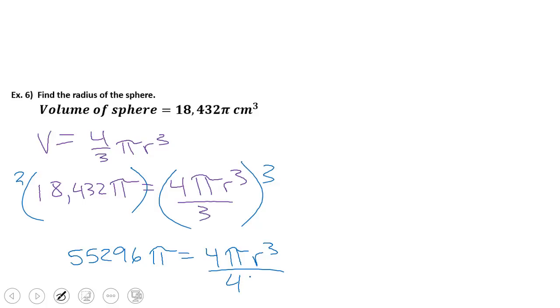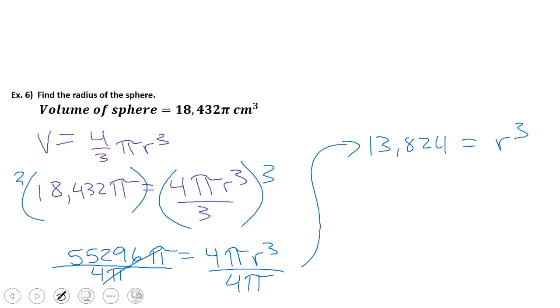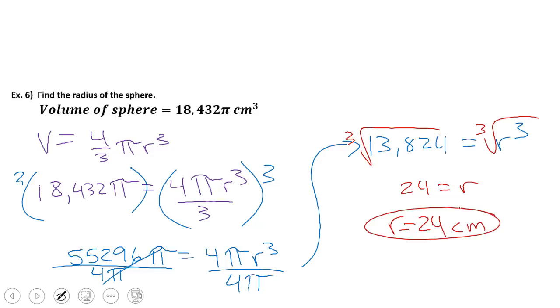And then we're going to divide by 4 pi. Well, I'm telling you, it's just following order of operations. So we take that, we divide by 4, and we get, move it up here, 13,824 is equal to our radius cubed. And then we take the cube root of that. And the cube root of 13,824 is 24. So our radius is 24, again, centimeters. Did I put a number on it? No, good. Okay. So yes, because the radius is one-dimensional, and so we are done.